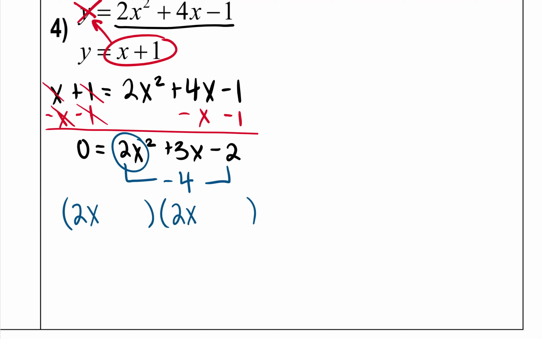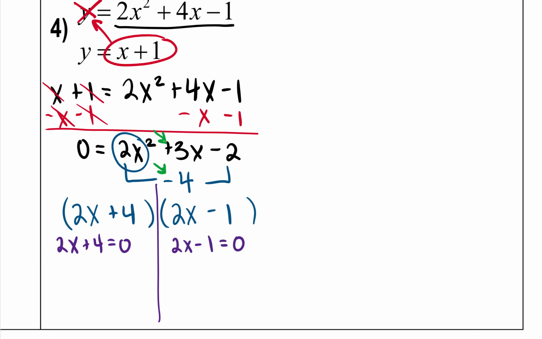And now I need two numbers that multiply to negative 4, but then add also to positive 3. And of course, that would be 4 times negative 1 is negative 4, and 4 minus 1 is positive 3. Okay, now I do the same thing that I did a minute ago. I'm going to split these up, set them each equal to 0, or if you want to use the shortcut from earlier, you can. And I solve for x this way.